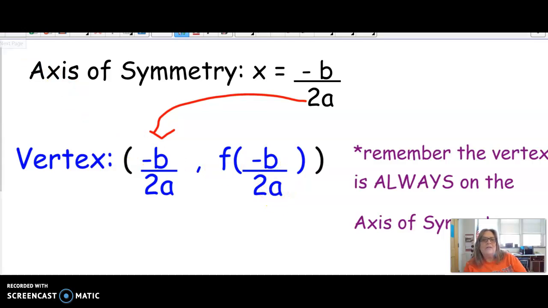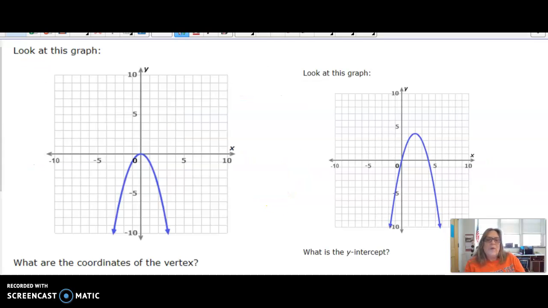Okay? So if we're looking at some graphs and we want to know what are the coordinates of the vertex. Well, my vertex is a point in which it stops turning in one direction and turns and goes in the opposite direction. So for this one, the coordinates of the vertex is going to be located at our origin, so it's going to be at 0, 0. For this one, I want to know what is the y-intercept. So I want to know where does it cross my y-axis. So this one, it crosses the y-axis at y equals 0.